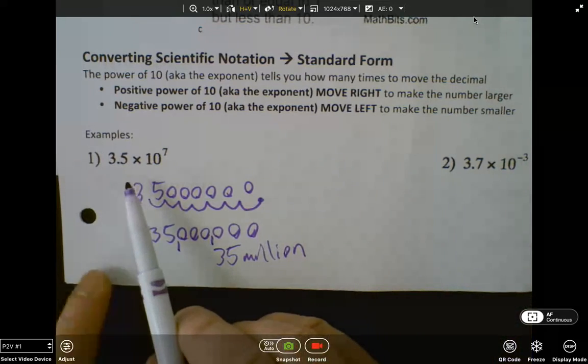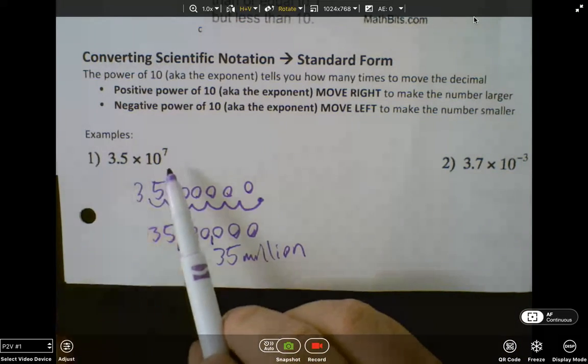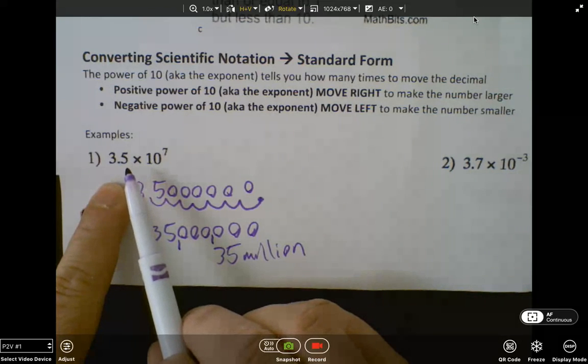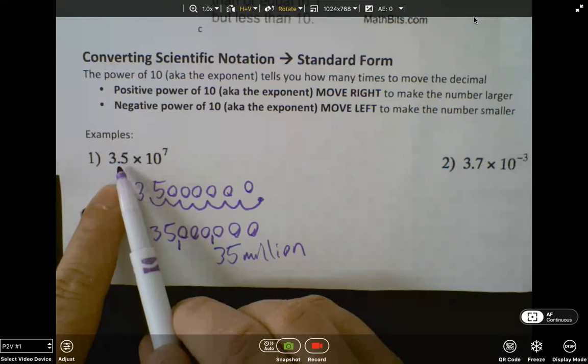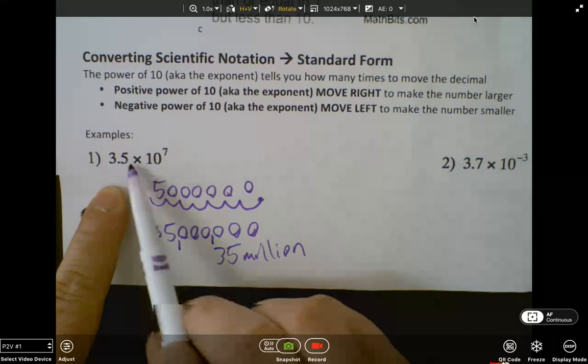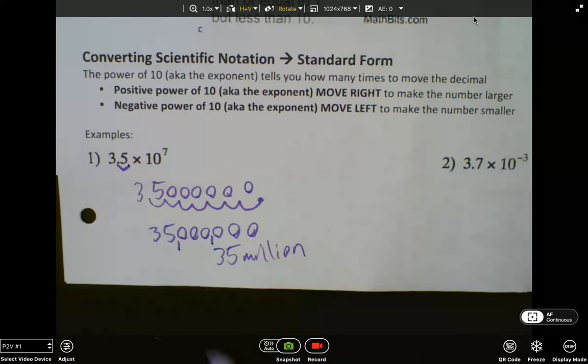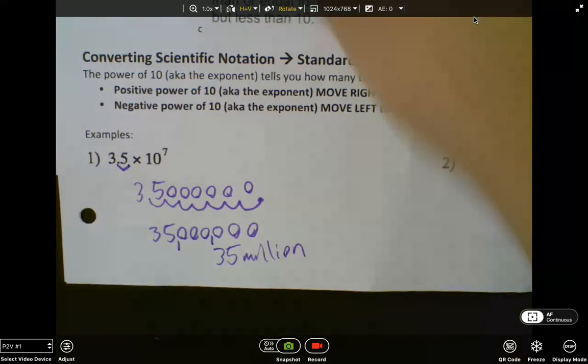I'm so glad you said that, Jared. A lot of people just look at it, see it's a 7, and say, I'm just going to add 7 zeros. But the 3.5 takes up one of the spots, so it's just 6. A lot of people just do it quick and add 6 zeros.